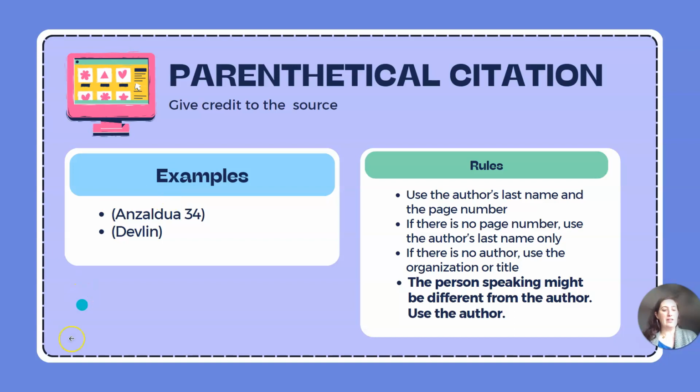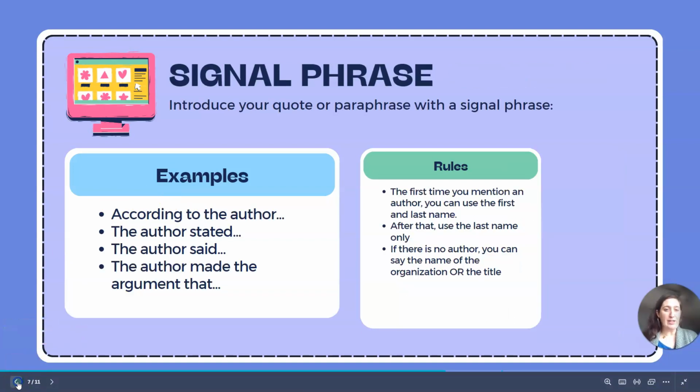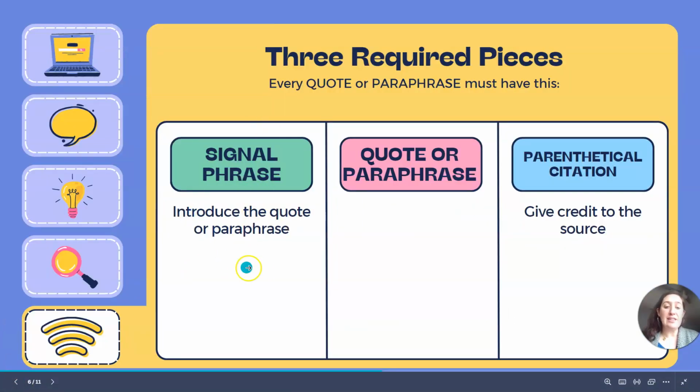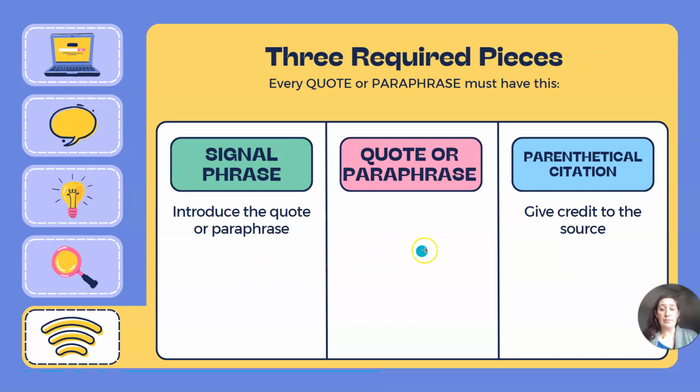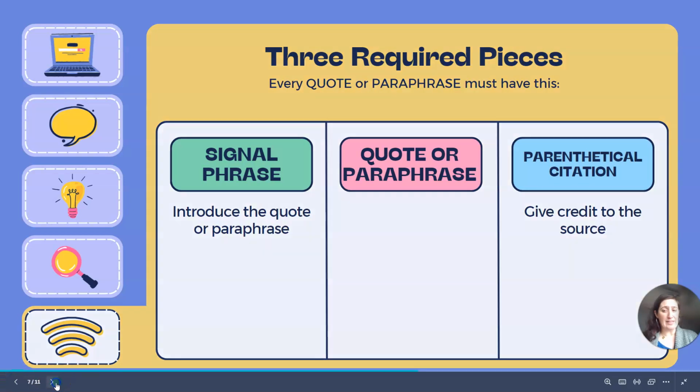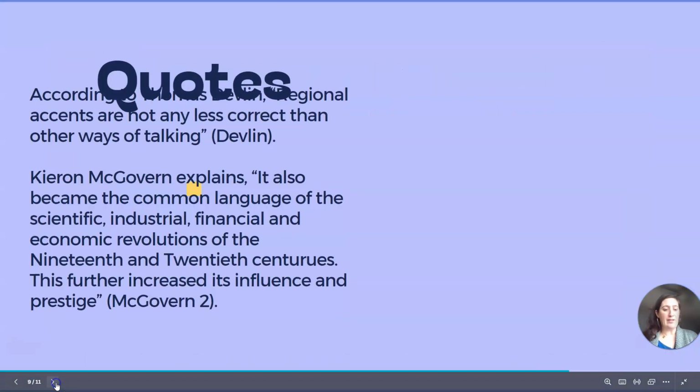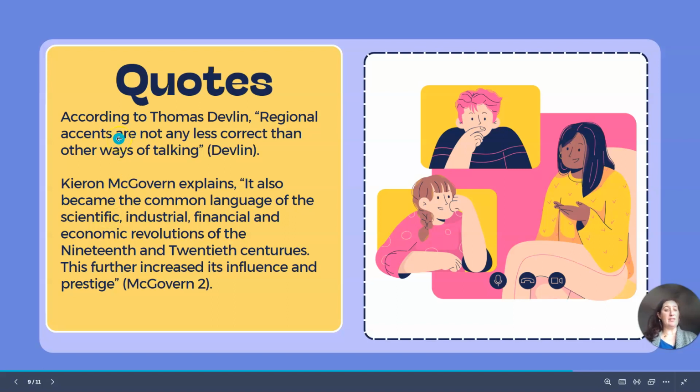So as a reminder, we always need these three parts, and now we know what they are. The signal phrase, according to, then the quote or paraphrase, and followed by a parenthetical citation. Okay, let's look at a couple of examples. Here are some examples of quotes.